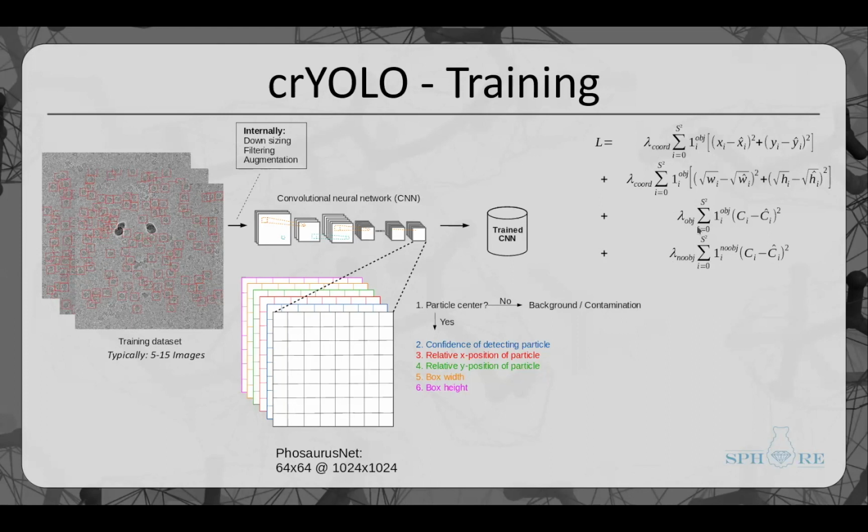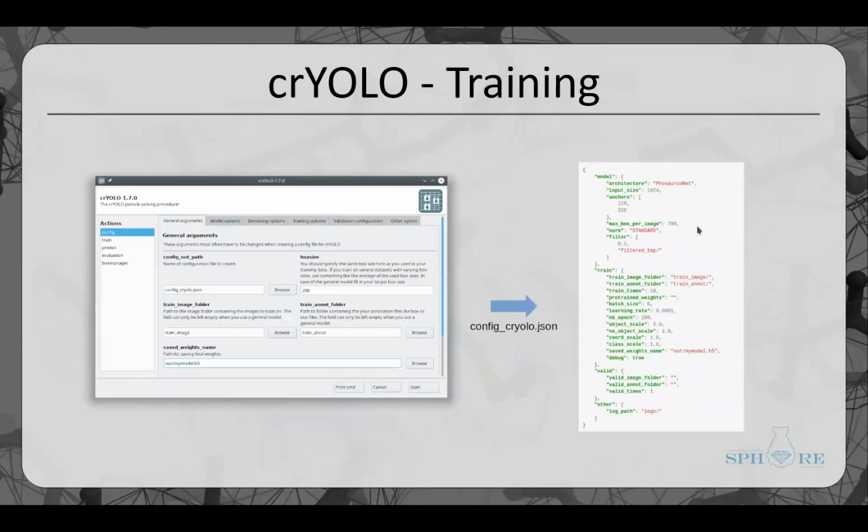Okay, that's enough technical details for now. Let's see how you would use crYOLO in a practical way. So this is the GUI of crYOLO, and you have different actions here, and you have tabs with options. I would say in 99% of the cases, just the first tab is relevant for you.